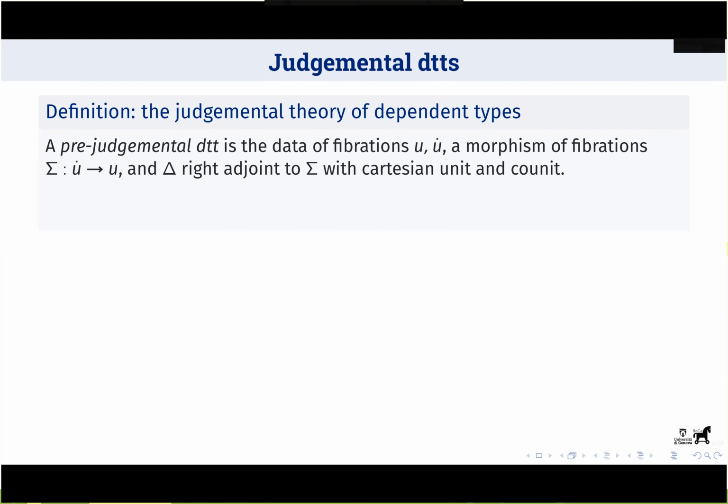But what we're interested in now is the definition of judgmental dependent type theory. So we say that a pre-judgmental dependent type theory is the data of fibrations U and U dot, a morphism of fibrations sigma, and delta, a right adjoint to sigma with Cartesian unit and counit. So this delta will be the one performing context extension for us.